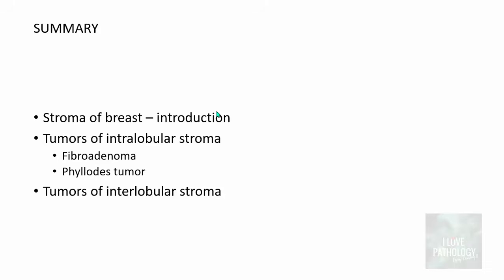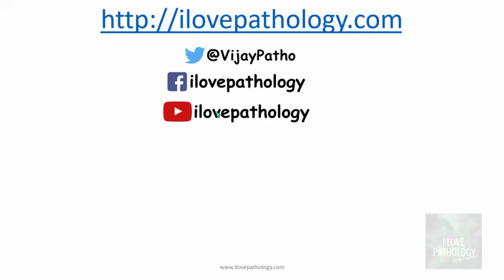So that completes this part 3 of the breast pathology series for undergraduates. In this, we learnt about the stromal tumors, particularly the tumors of intralobular stroma, the fibroadenoma and Phyllodes tumor, and just a list of tumors of interlobular stroma.